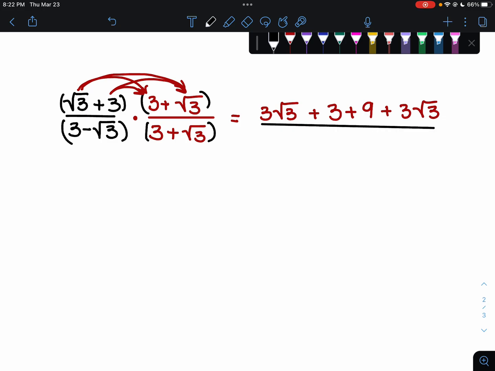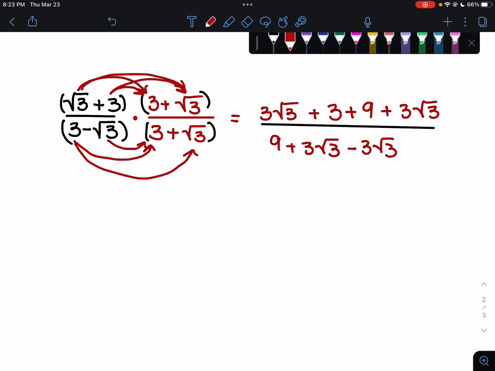Now we move on to the bottom with the same FOIL. 3 times 3 is 9. 3 times rad 3 is plus 3 rad 3. Negative rad 3 times 3 is negative 3 rad 3. And negative rad 3 times rad 3 is a negative 3.